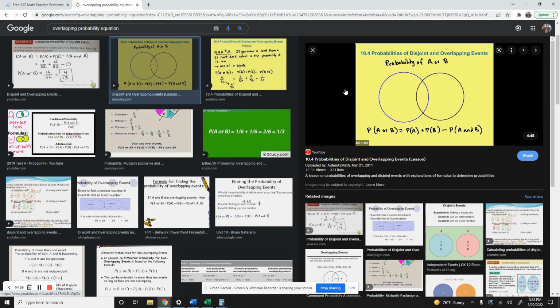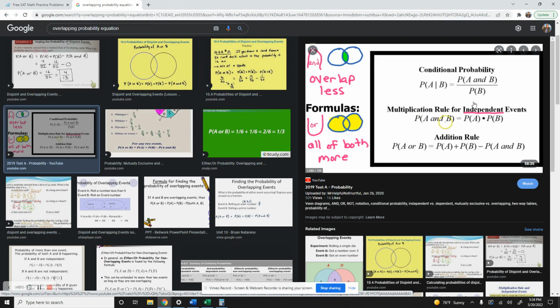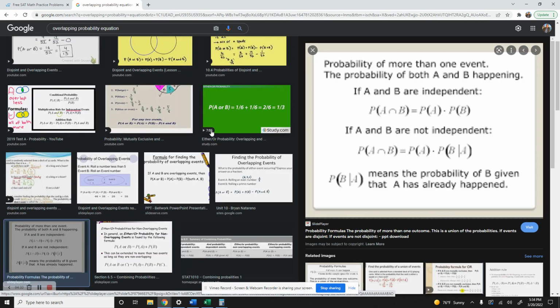Probability of A or B. We don't want A or B, we want A and B. Probability of A and conditional probability of A and B divided by. But they're independent of each other. It's not conditional in this case. So that would be probability of A times probability of B.